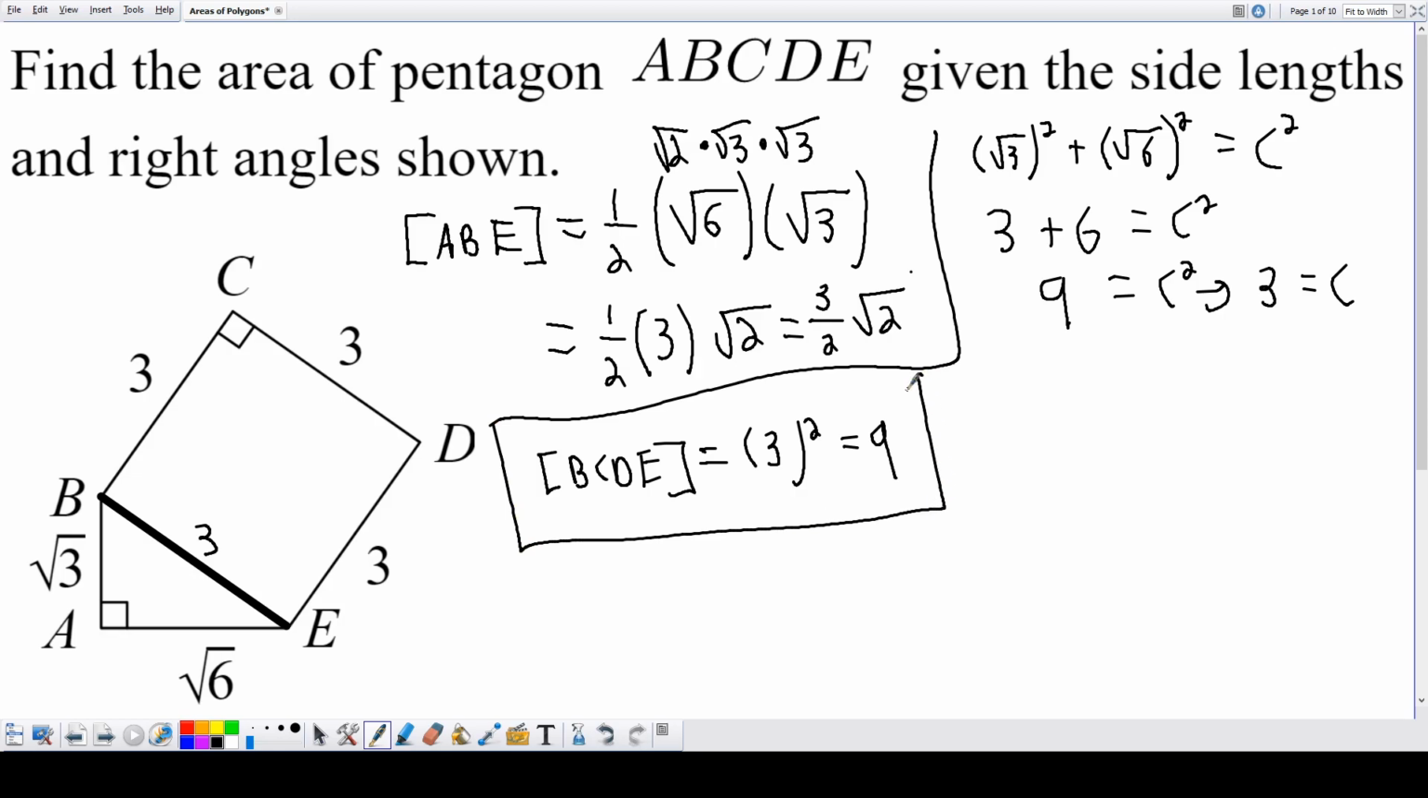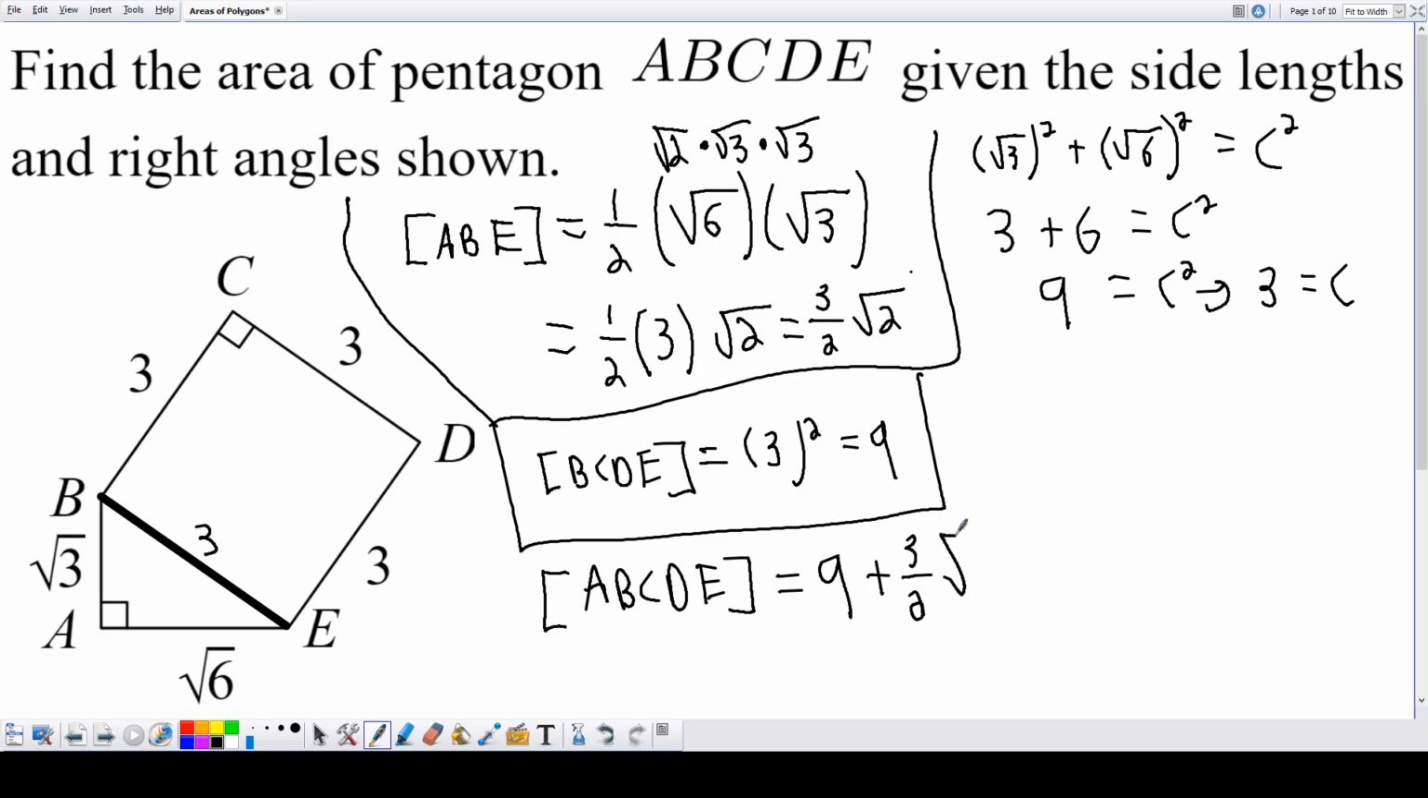So now that we have the area of the two smaller subshapes, we can find the area of the pentagon. So the area of ABCDE is equal to 9, the area of the square, plus the area of the triangle, which we know is 3/2 times the square root of 2. And that is our answer.